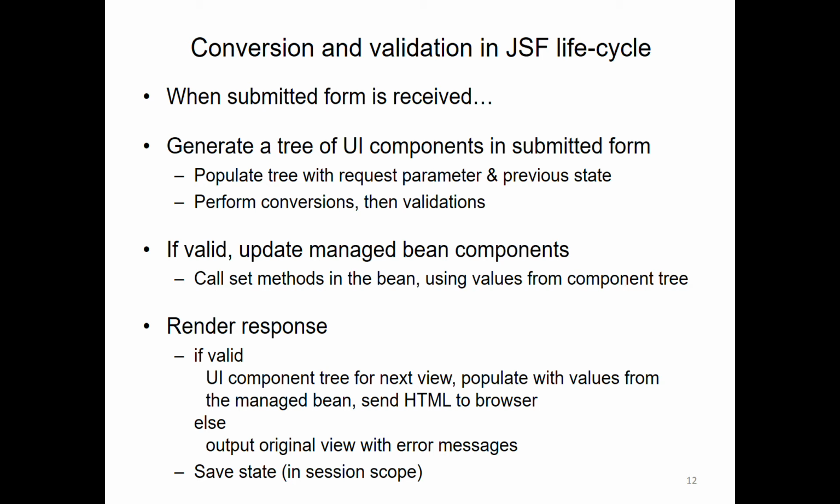Other methods, such as action methods, could then be called, and at some point it's time to render the response back to the web browser. If everything is valid, there have been no exceptions and so on, then we can build the component tree for the next view, take values from the backing beans and put them into that component tree, and then use that component tree to populate the UI components in the next view, send that view off to the web browser, and then save any state that needs to be saved.